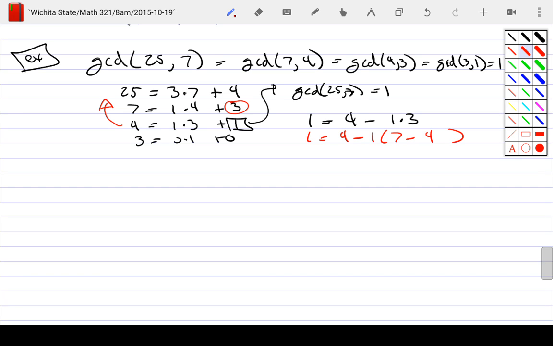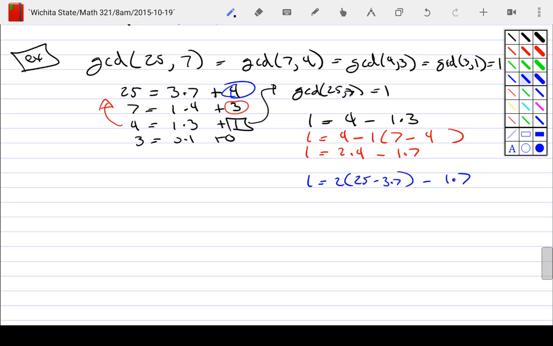Two 4s, right? Do you see 2 4s? So that tells me 1 is actually 2 4s minus 1 7. But what's a 4? A 25 minus 3 7s. And I still have my minus 1 7. Is everybody okay with that?